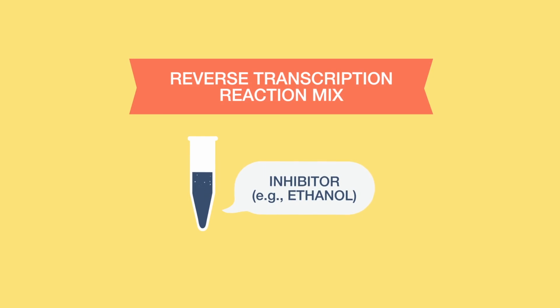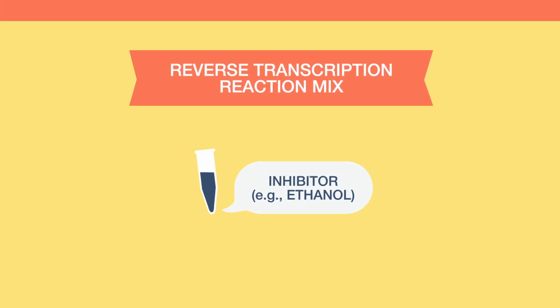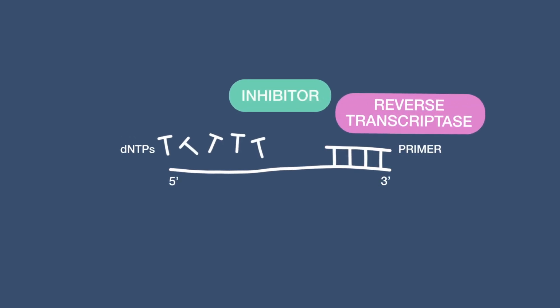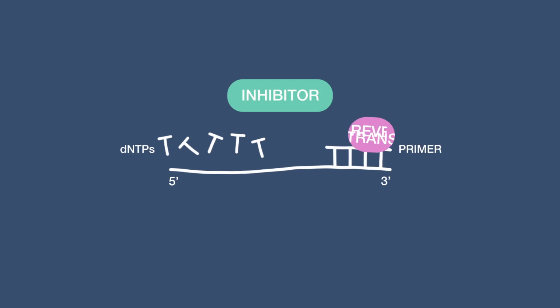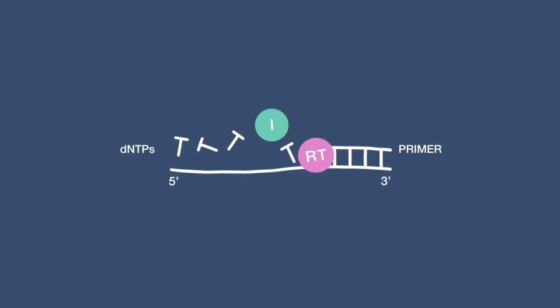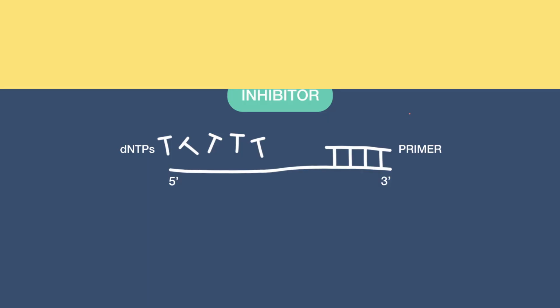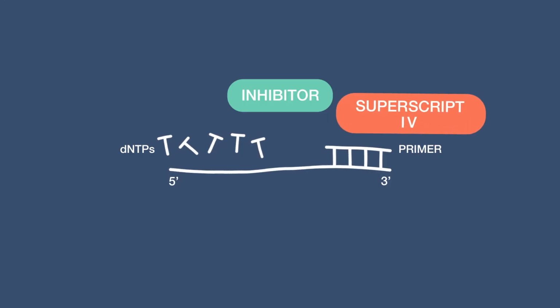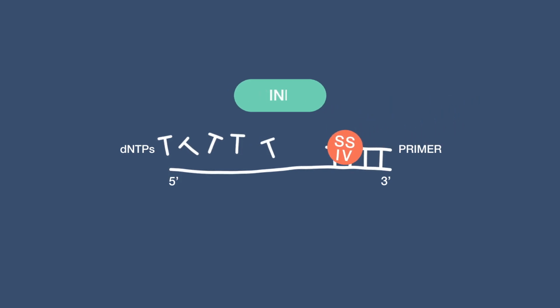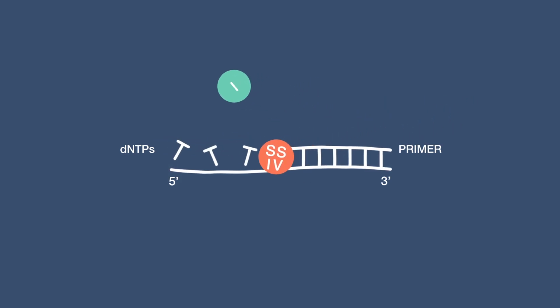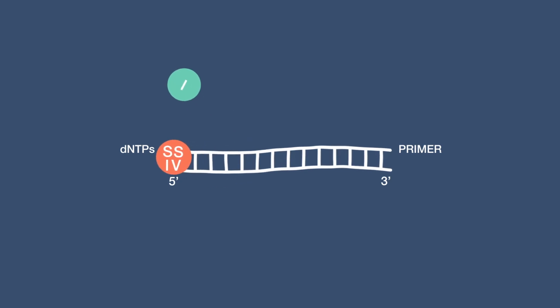These are the top 5 reasons for low sensitivity. Reason number 1 is inhibitors of reverse transcriptase present in the RNA samples. These inhibitors affect enzyme activity and lower the cDNA yield. To overcome this, optimize the RNA isolation step and choose a robust reverse transcriptase that is less sensitive to inhibitors.